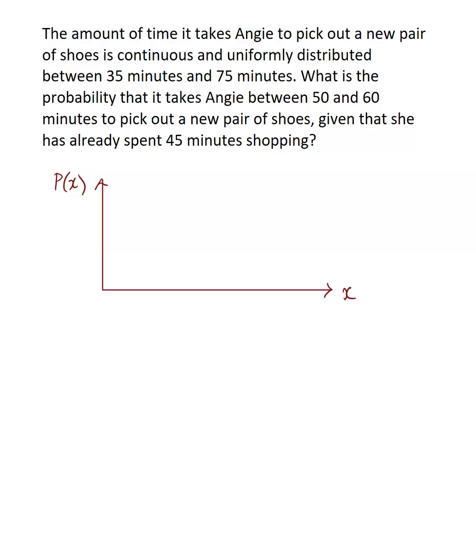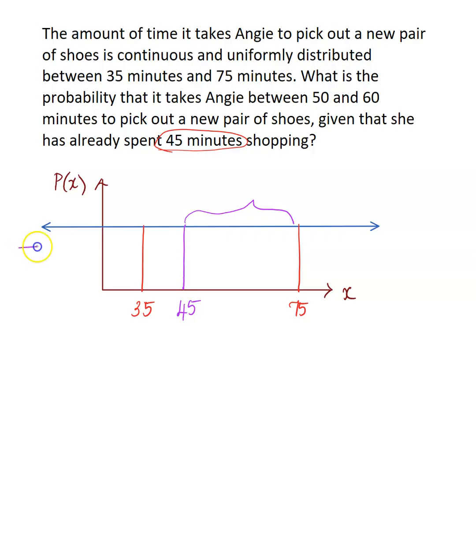I'm going to draw the horizontal line because it's a uniform distribution, and then I will say it goes from 35 to 75. That's the whole thing. But then I have the condition that she already spent 45 minutes shopping. So let's switch it then to 40, 45. So now my box would be just 45 to 75. So if I were to find the 1 over b minus a, this will be my a, this will be my b. So 1 over 75 minus 45, which is 1 over 30. So the height of the rectangle is 1 over 30.